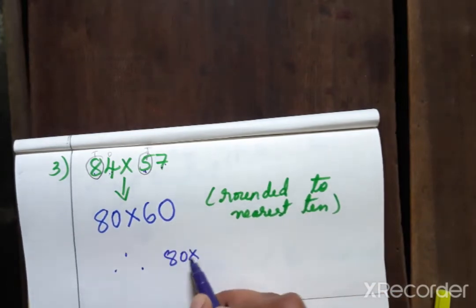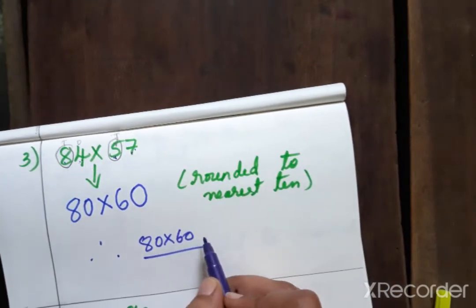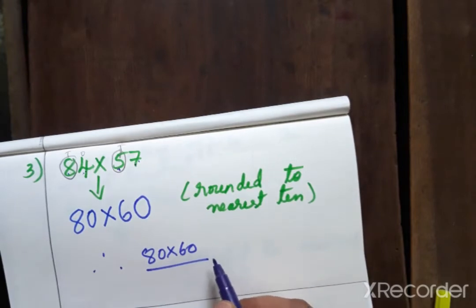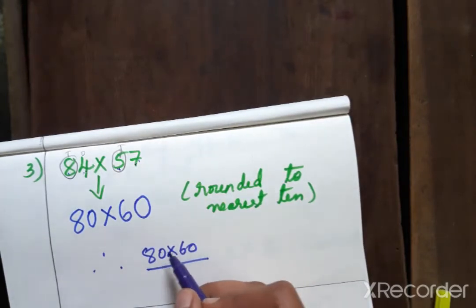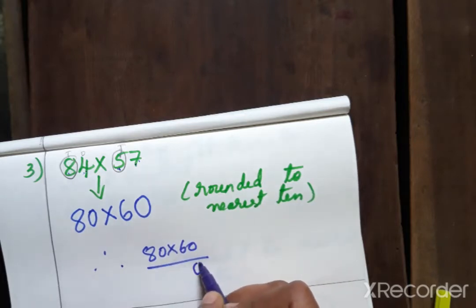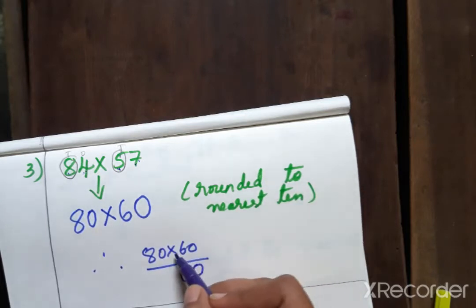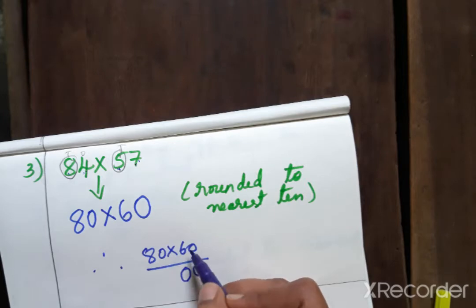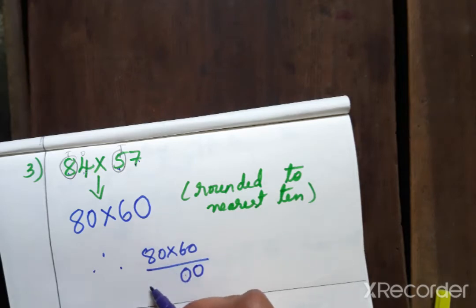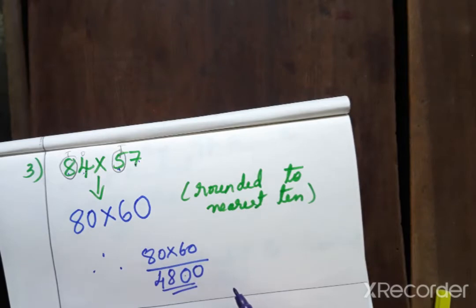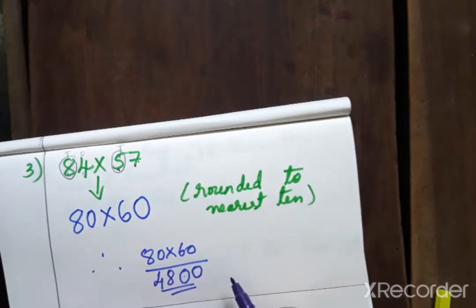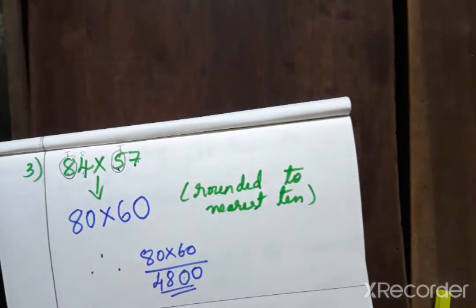80 into 60 we have to multiply. So here it is in 0 form, which is very easy for calculation. Count the zeros: 1, 2. How many zeros? 2 zeros. So write 2 zeros as it is. If there were 3 zeros, we would write 3 zeros. Then multiply 6 into 8. 6 eights are 48. The answer is 4800. After rounding off, the product is 4800.